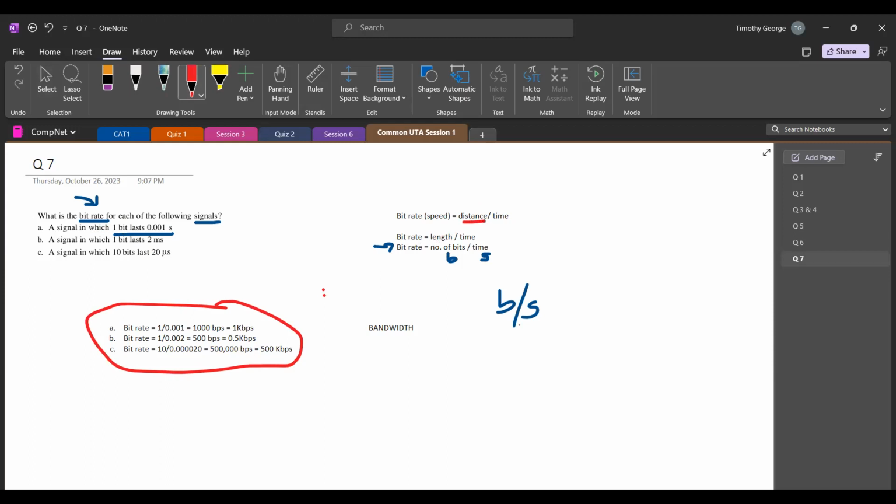The number of bits corresponds to the length, the total amount of data, and the time is directly in the question. You're given 1 millisecond, 2 milliseconds, 20 microseconds. You just need to put it into the formula, solve it, and simplify it into 1 kbps, or Mbps, whatever is suitable. Then you get your final bit rate. That is all for this question.